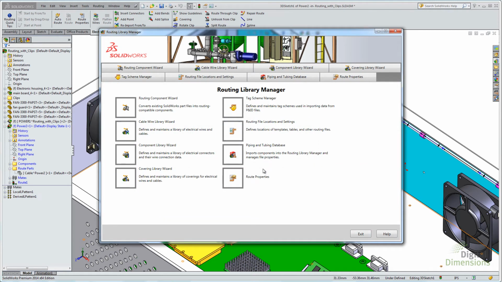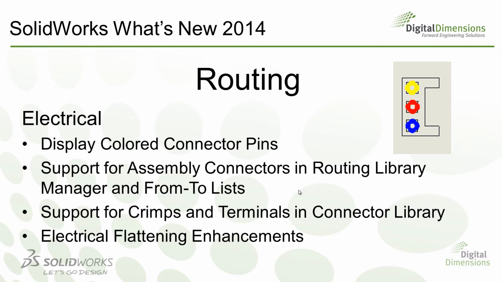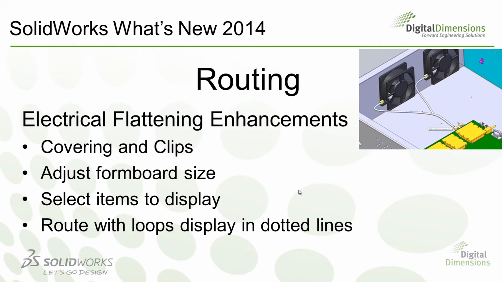I'll go back to the slides now. The next thing I'm going to show is some of the electrical flattening enhancements. Some of those include the support of coverings and being able to show the clips in a flattened route. You can also adjust the form board size now on a manufacturer route. And then also you can pick some of the different items to display. And then also you can now route with the service loop, and that service loop will show in a dotted line display. I'll go back over to SolidWorks now.